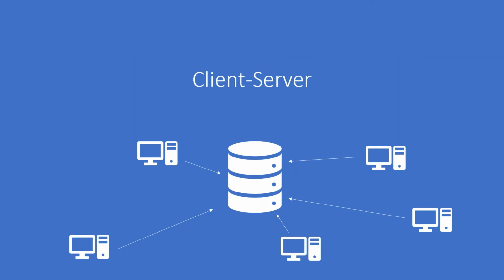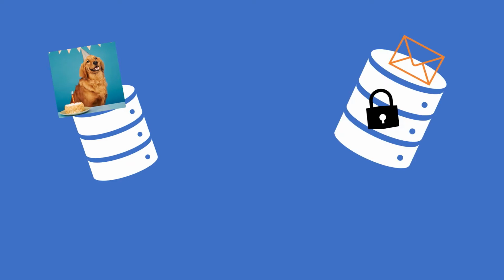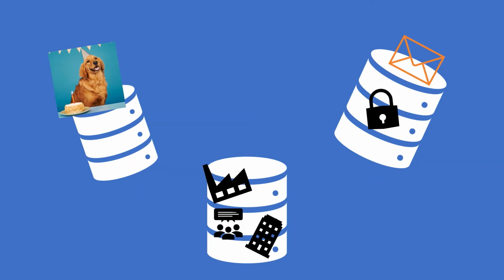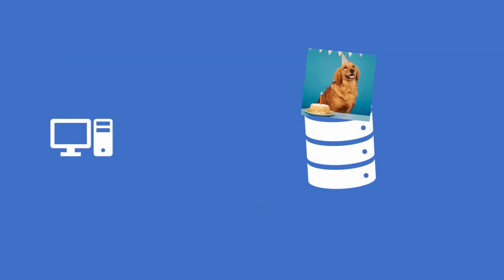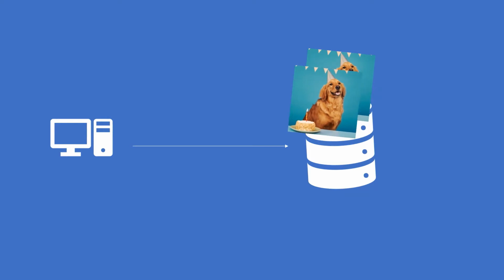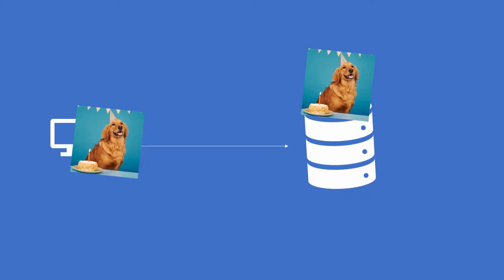A few examples of what someone might want to host on a server could be a website about your dog, Cooper, an email service that has a special encryption, or a database for storing information about your company. So let's say a client wanted to access a website that contains information about your dog, Cooper. They send a request to the web server, and the server responds with the website.